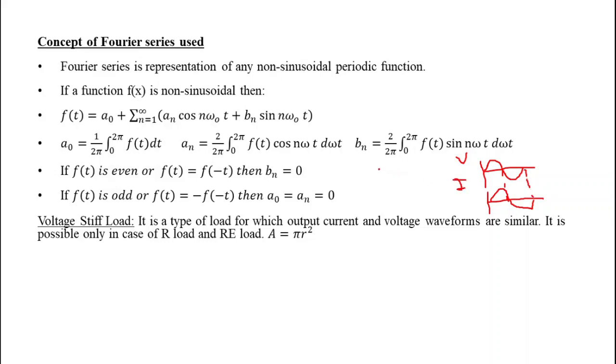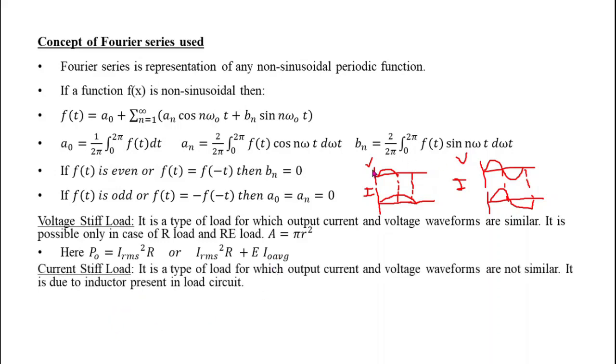But what if I get a waveform of voltage like this, and a waveform of current like this? As we can clearly see, here current and voltage waveforms are not similar. This happens when there is some capacitor or inductor in the load. So in this case, when voltage and current waveforms are not similar, this is called current step load. And when voltage and current waveforms are similar, this is called voltage step load.